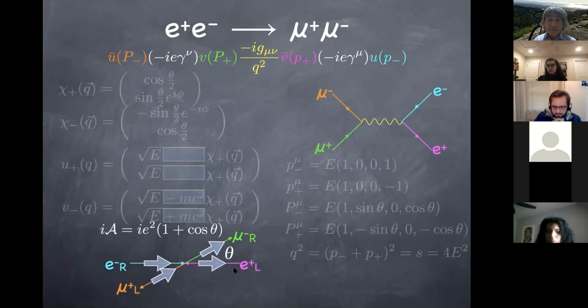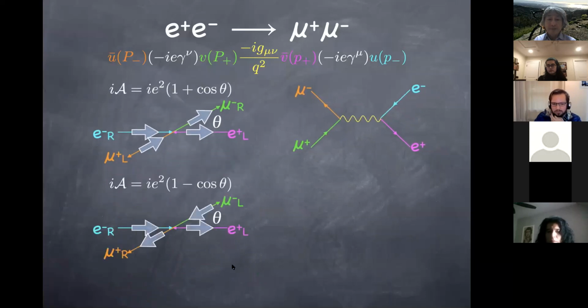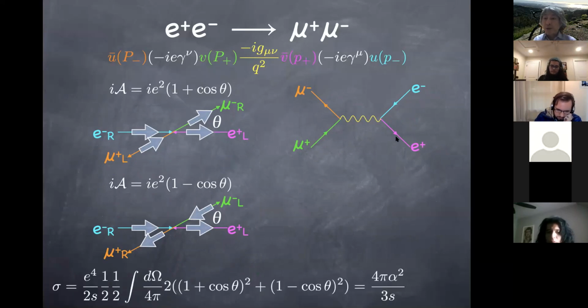Okay, so then I put that into the formula for the cross-section. And if you have the opposite helicity combination for the muon, it's clear from this picture that I end up with 1 minus cosine theta instead. So when you compute the cross-section, you don't typically have polarized beams. So you sum over both helicities of the final state particles, and you average over spin for the initial state. So that's 1/2 for the electron, 1/2 for the positron. You put all of these things together, and out comes the total cross-section.